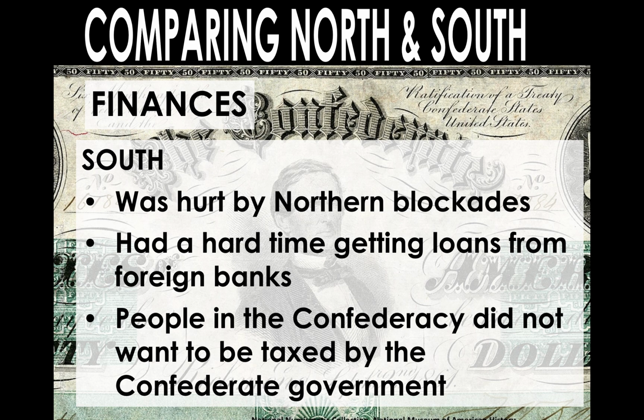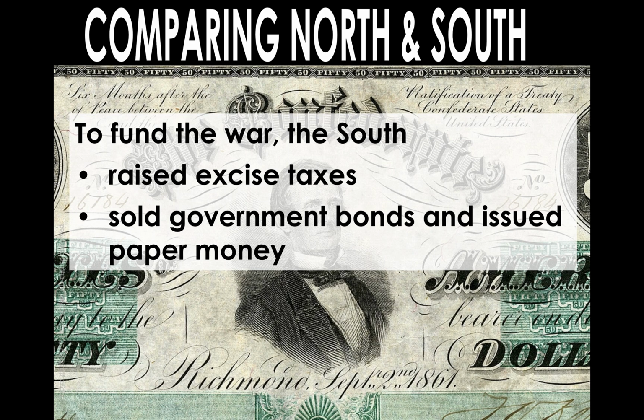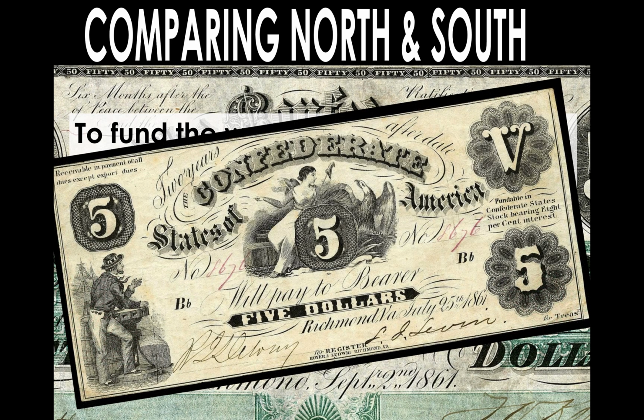Now, keep in mind that it's because of the taxes you pay to the government that the government is able to provide services to those people, right? But if you don't pay your taxes, then the government cannot provide those services. So the people in those Confederate states did not want to be taxed by their central government. So to fund the war, the South raised excise taxes and they sold government bonds and issued paper money. And this is what their paper money looked like.